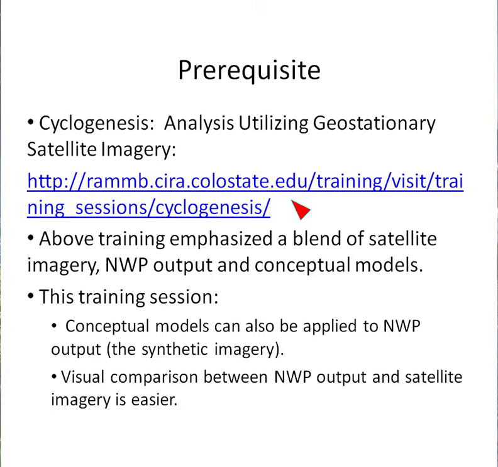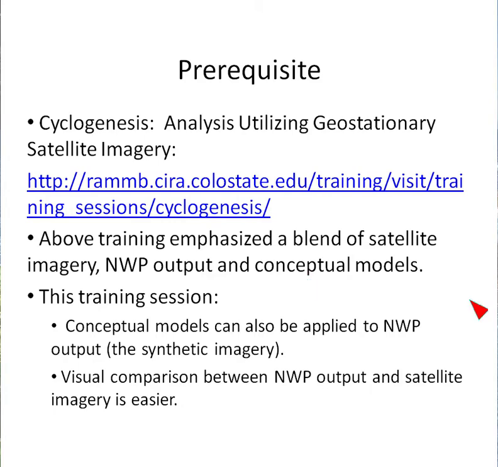This particular session looked at a blend of satellite imagery, NWP output, and conceptual models, and learned to integrate all of those in a way that it could be understood within this training session. Now, in this session, for the NWP output, we're looking at the synthetic imagery and comparing that with the GOES imagery and understanding certain conceptual models that we learned from this initial training session. So for that reason, I'm strongly recommending that you go through that if you haven't already.